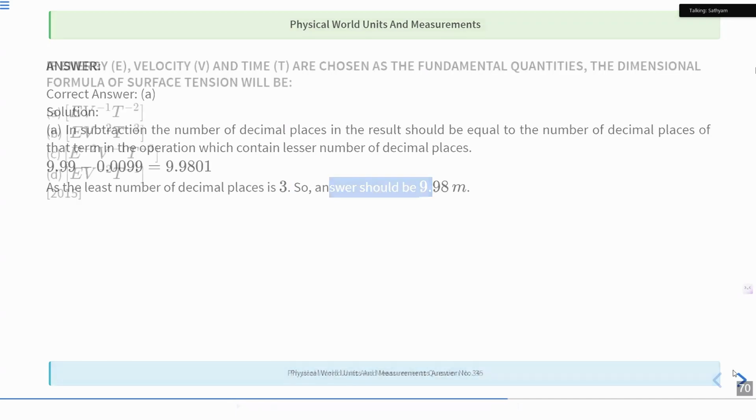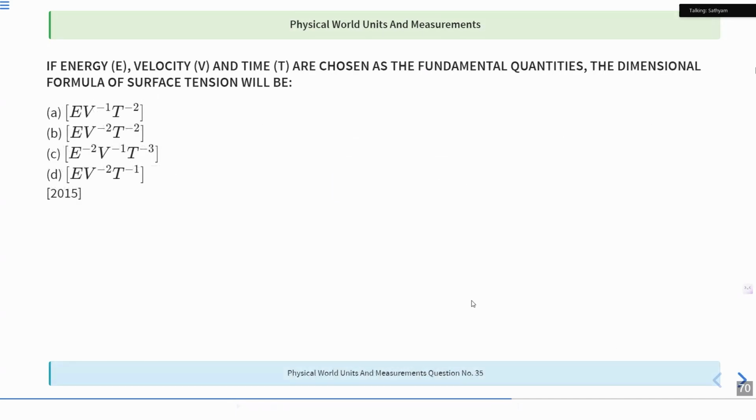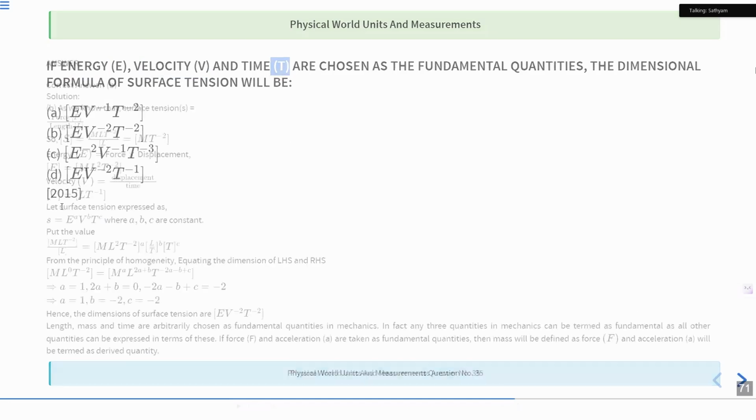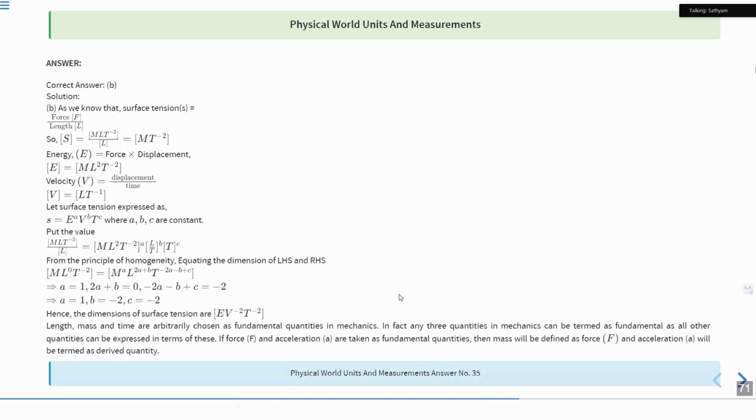Chalo, it's clear. Now, if energy E, velocity V, and time T are chosen as fundamental quantities, see, we had discussed a question where we had velocity, time, and force, right? Now there's a similar question: energy, velocity, and time. So instead of force, they have just given energy. So this is the formula. I hope you can derive it.